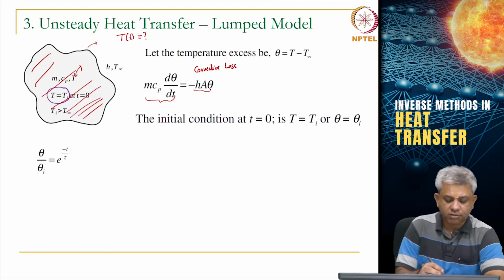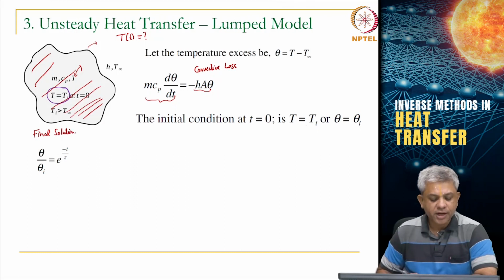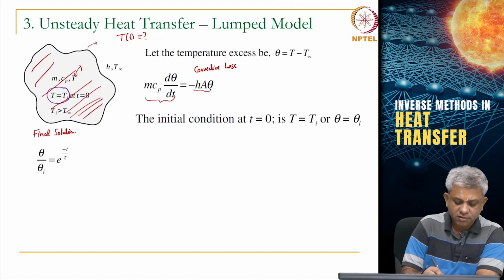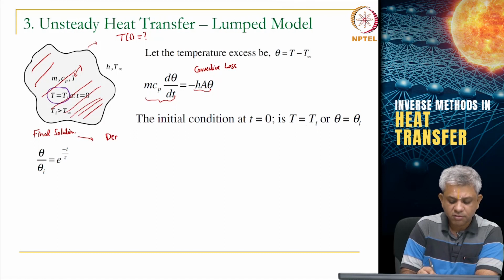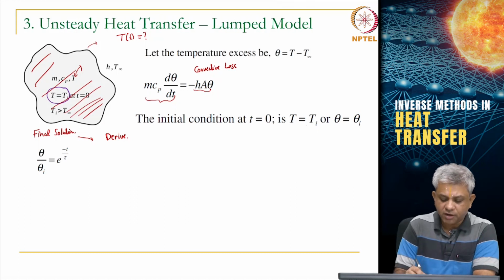The final solution turns out to be theta is some theta i times e to the power minus t by tau, where tau is a corresponding time constant. Again, it depends only on the parameters here. It will look remarkably similar to the fin heat transfer case. So, we can now try to derive this. We proceed just like we did earlier. So, let us take this equation.